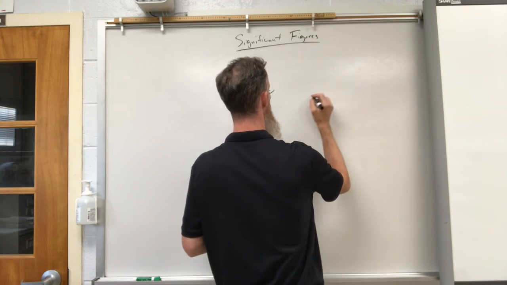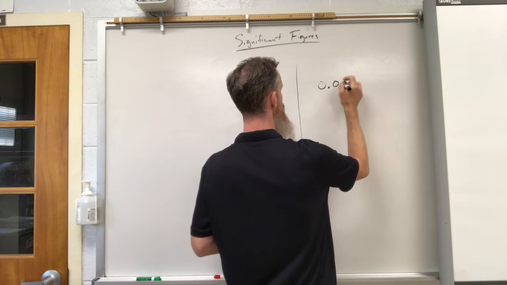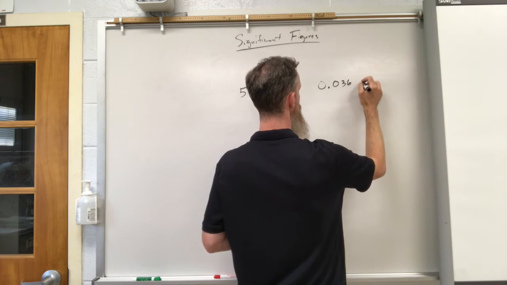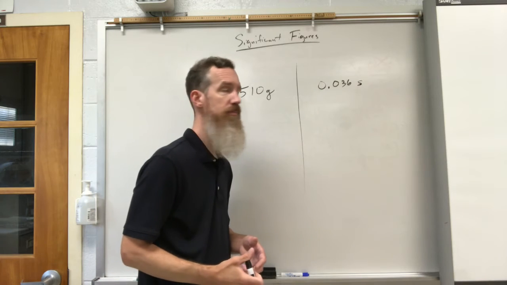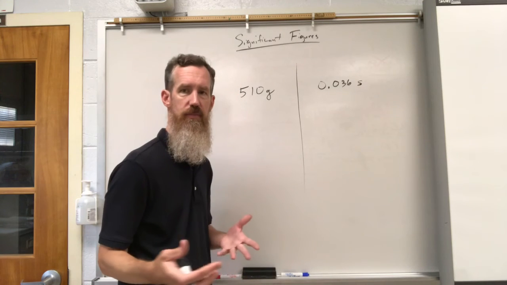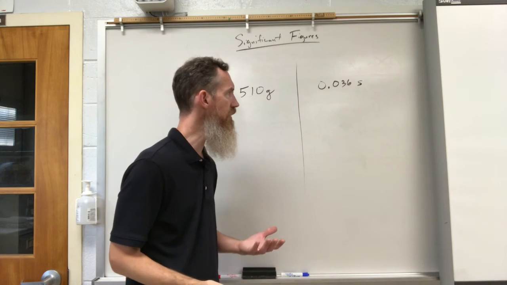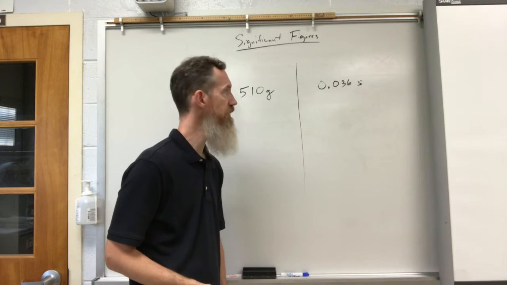Let's say that we get another measurement, another example. Let's say we have a measurement at 0.036 seconds. Let's say something happens really fast. And you're like, okay, how many significant figures is that? 4? No. 3? No.